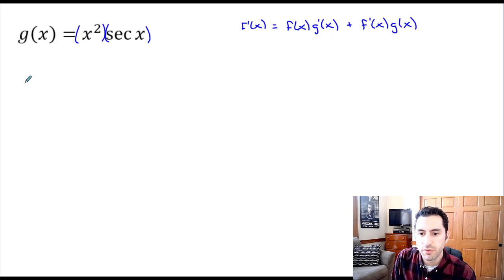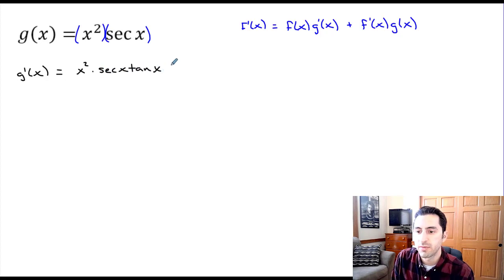So going back to our function, g prime of x is going to be equal to our first piece, so x squared, times the derivative of the second piece, so the derivative of secant is equal to secant of x times the tangent. And then we're going to add the derivative of the first piece, so the derivative of x squared, using the power rule, we get 2x, times that second piece, which is the secant of x.